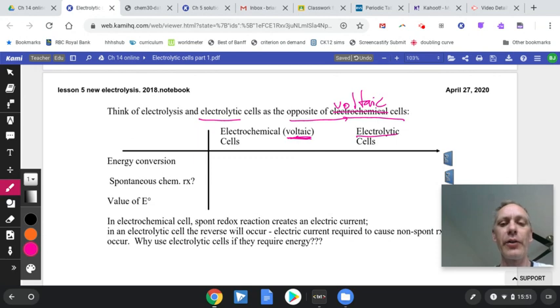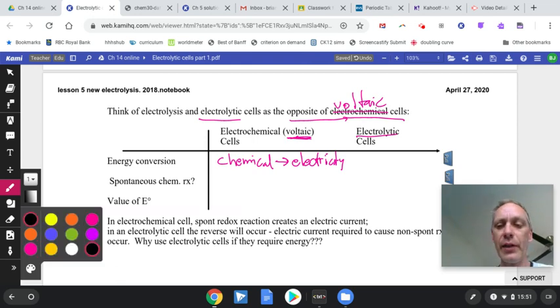All right, energy conversion. So in a voltaic cell, we have stored chemical energy. The oxidizing agent gains electrons from the reducing agent, and that chemical energy is converted into electricity. An electrical current flows. Electrolytic cells are the opposite. In an electrolytic cell, it's electricity, or a power supply, that's being used to make chemicals. So, complete opposite.